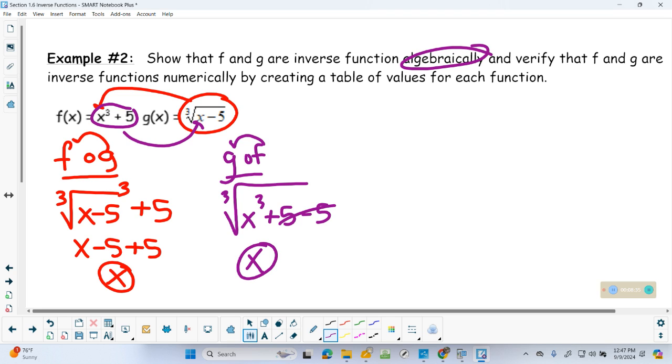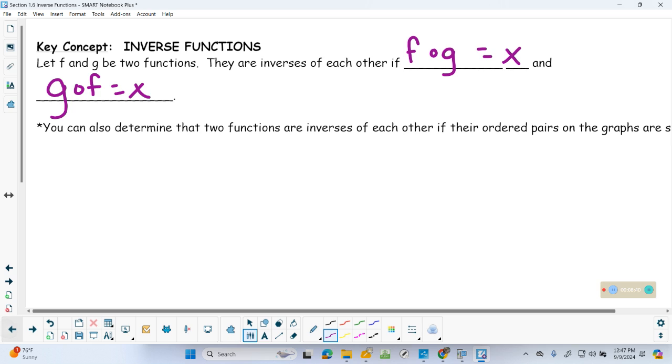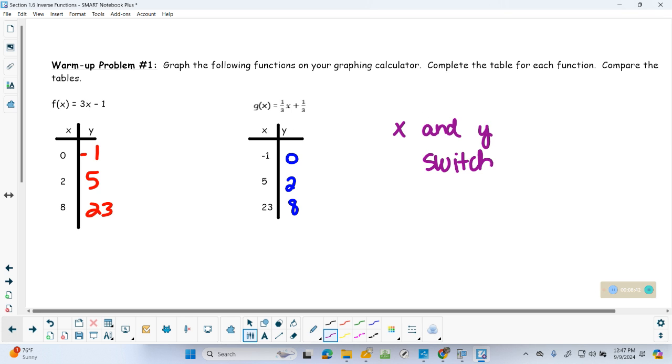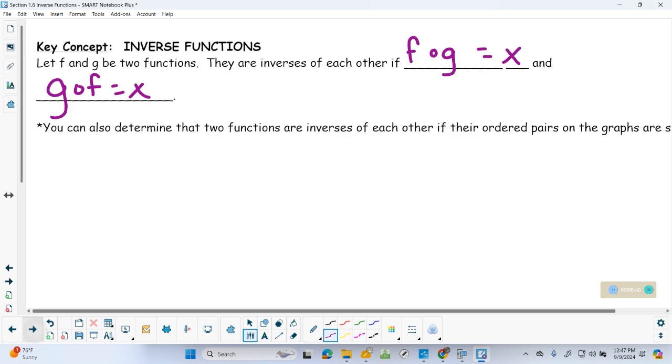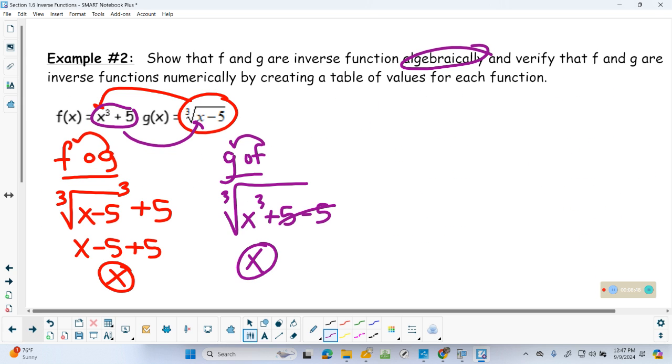We're still going, because it says numerically by creating a table of values. So it also wants you to verify it, showing you the t-charts are switched. I don't need 20 points. I'm just going to do 3. That's kind of my rule of thumb. Now, it's up to you if you want to get those points off your calculator or you just want to mental math it and plug them in. I'm just going to mental math it. I'm going to start with f.